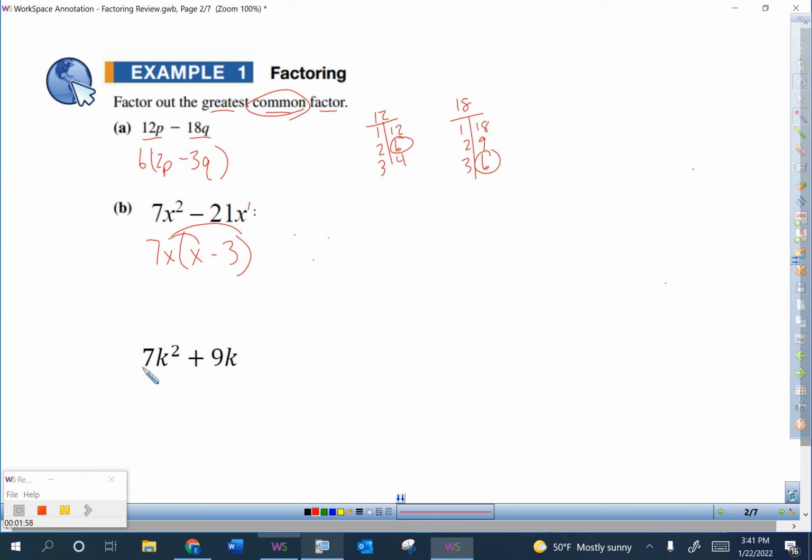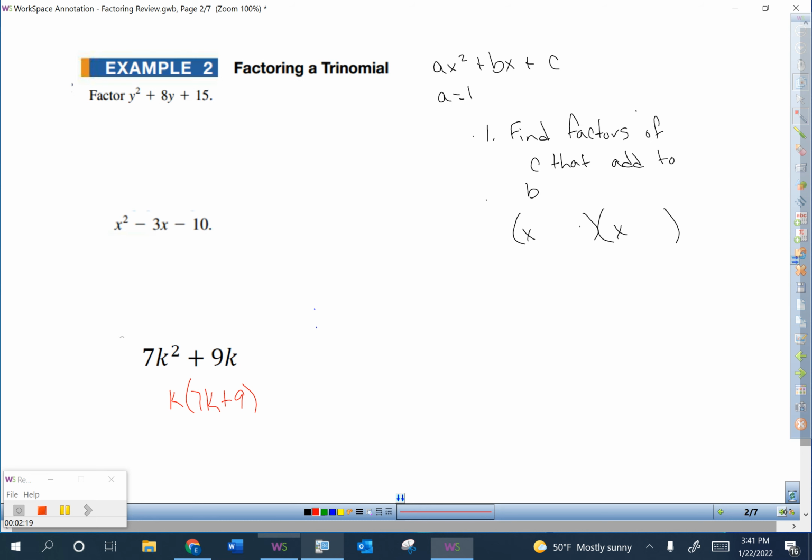Okay, here, 7 and 9 do not share any factors other than 1, and we don't want to use 1 because it doesn't change the value of this. So we're only looking at the variables in this case. The k can come out, leaving us with that 7 and 1k for that part, and only the 9 on that second part. Okay. On every single trinomial that we factor, GCF should also be the first step.